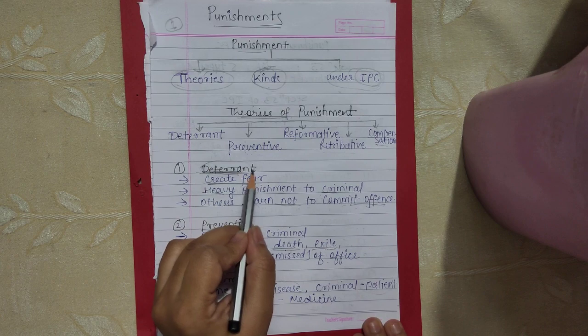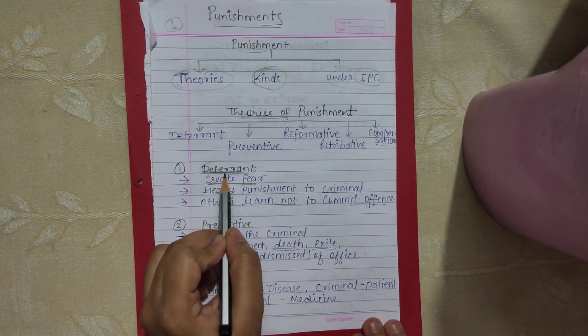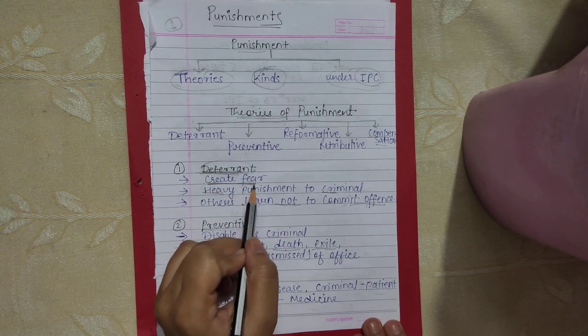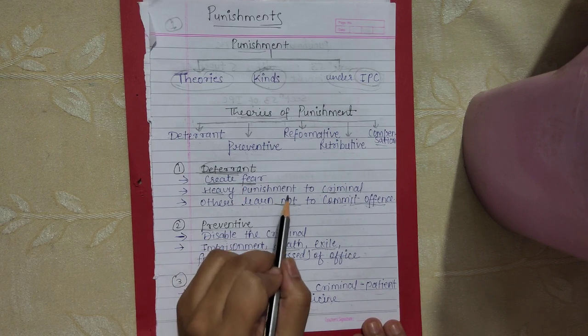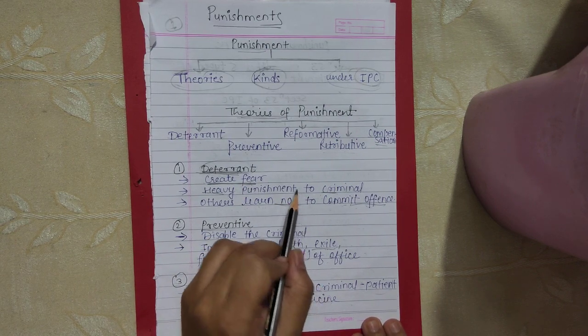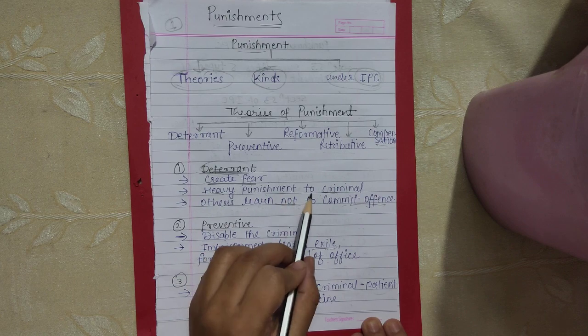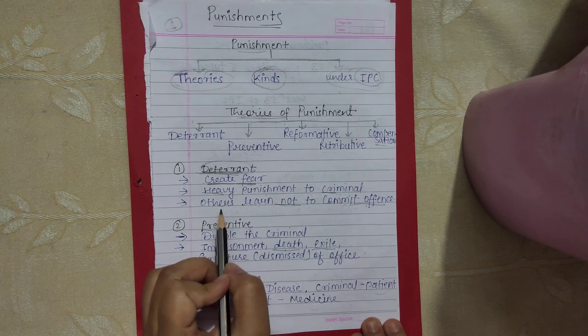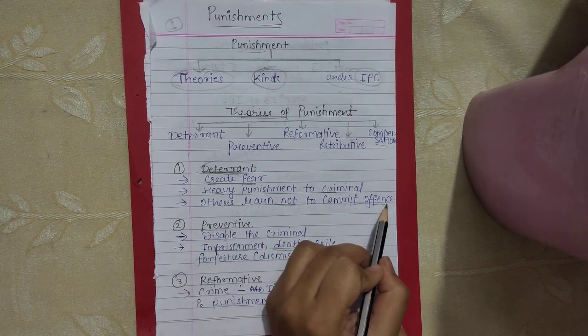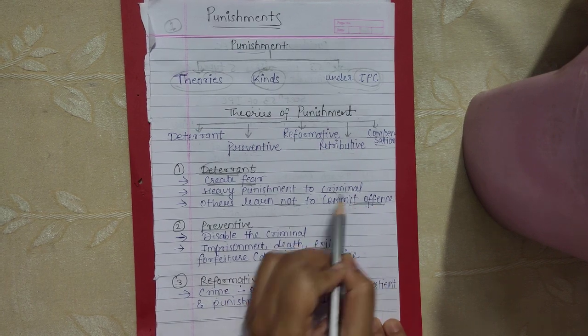First, deterrent theory. Deterrent theory means to create fear in the mind of another person by giving the punishment to the criminal. Heavy punishment should be given to the criminal so that others learn not to commit the offense.